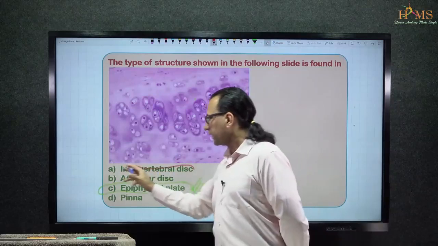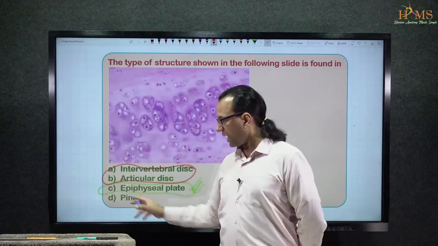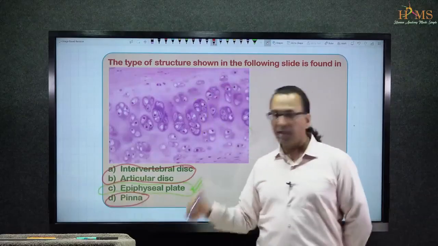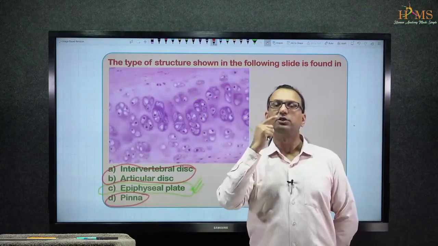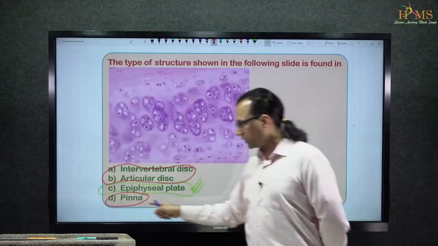So these two examples would be actually fibrocartilage. As such, if you are talking about the pinna, maybe it is the pinna or eustachian tube or epiglottis, these three examples are for elastic cartilage.